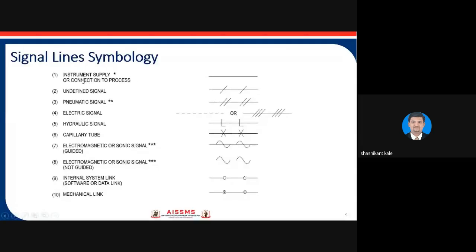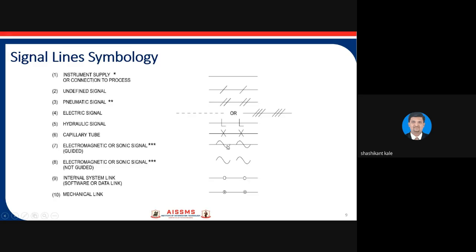Lines are shown like this. Instrument supply line or connection to the process, and lines in the process, are shown like this, a straight line. An undefined signal, if any is available, is shown like this, with crossing lines at equal intervals of distance. Pneumatic lines are shown by double crossing lines. Pneumatic lines are mostly preferred with a dotted line, sometimes like this also. Hydraulic lines and capillary tubes are shown like this.